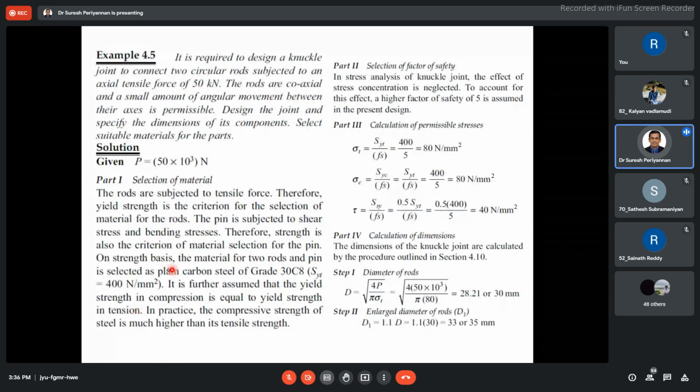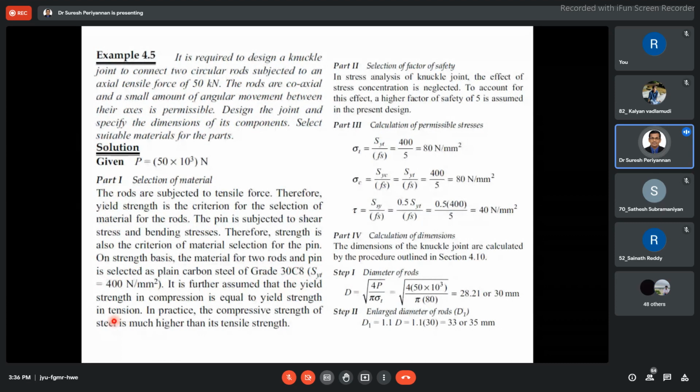On the strength basis, the material for the two rods and pin should be selected as plain carbon steel 30C8. The yield strength corresponding to the designation of the steel grade is 400 Newton per mm squared.